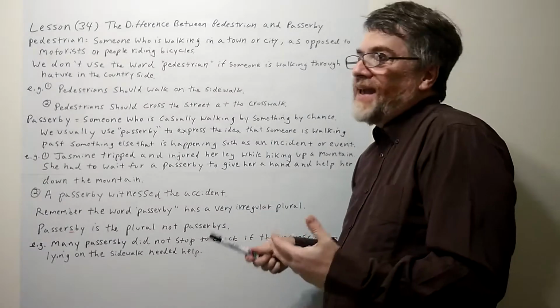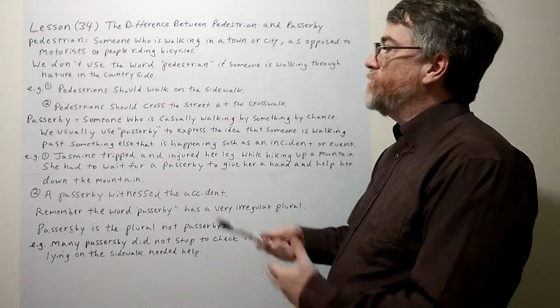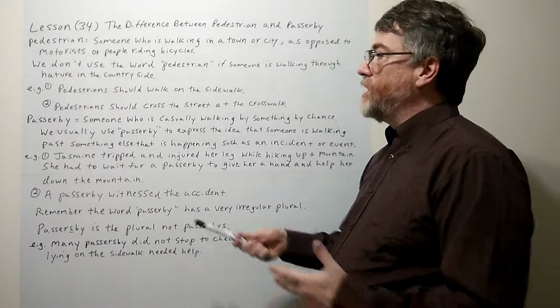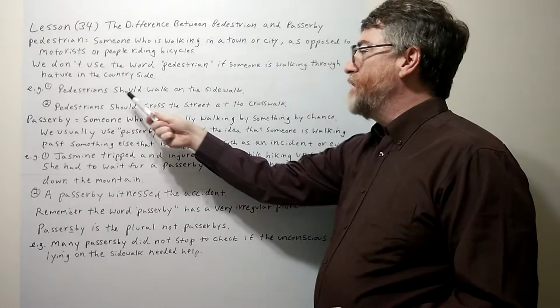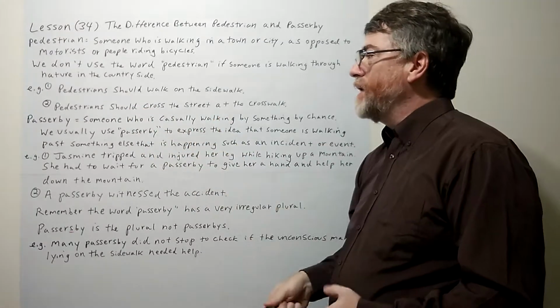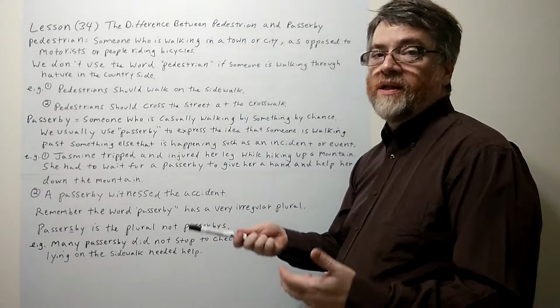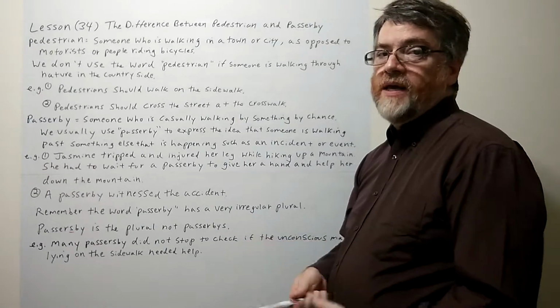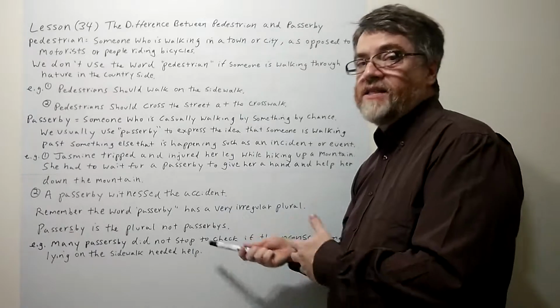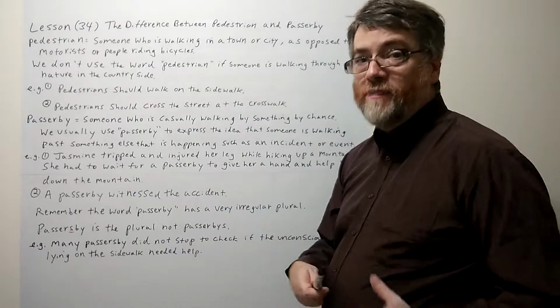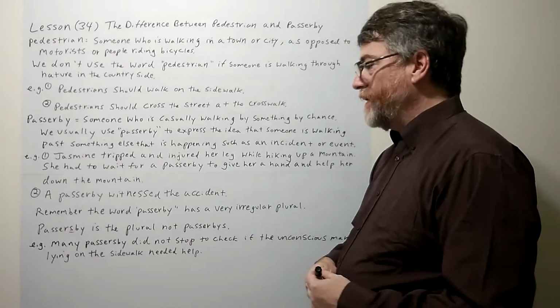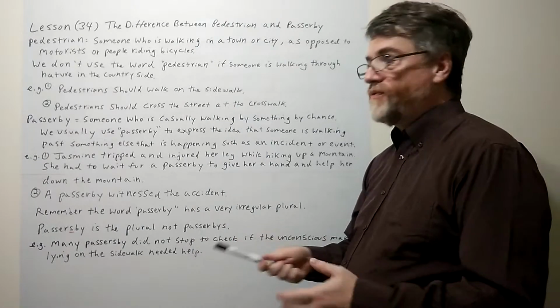With pedestrian, nothing actually has to happen. You could just be talking about pedestrians in general, just like here with the example. Pedestrians should walk on the sidewalk. Nothing specific or particular or unusual is happening there. So with pedestrian, nothing has to be happening. Of course, something could be happening, but it doesn't have to. There are a few clear differences right there.